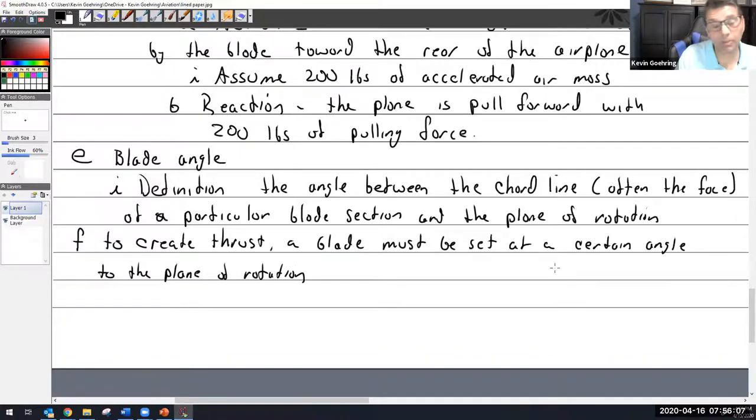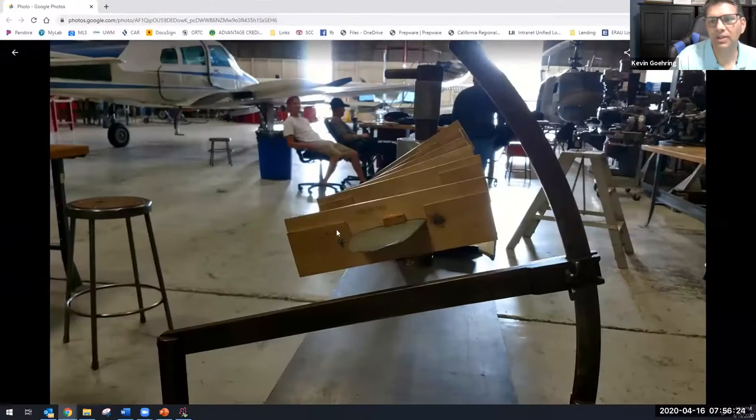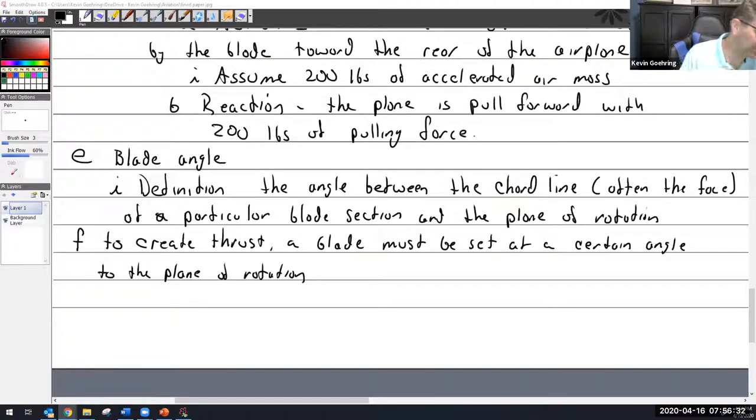And we go back to the picture that I showed you in lab. You could see that the blade angle moved significantly throughout the prop. I was looking for those photos. There we go, back to this one. So you can see that's the blade angle. It changes a lot on this little prop right there.